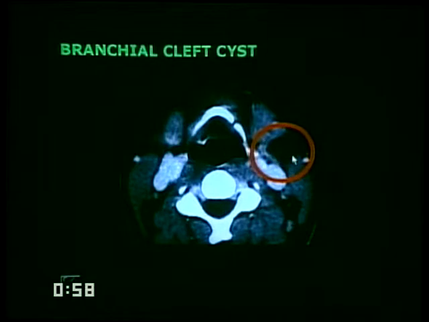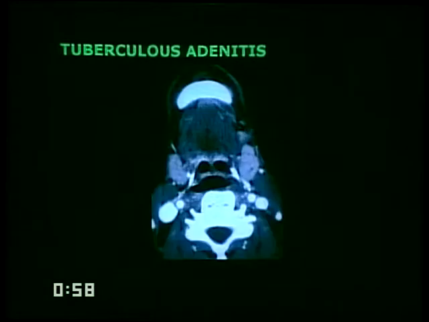Again, branchial cleft cysts may be associated with the salivary gland and the sternocleidomastoid muscle. This one's simply cystic, so it has no internal characteristics. But even without being infected, you can have a complex-looking branchial cleft cyst.